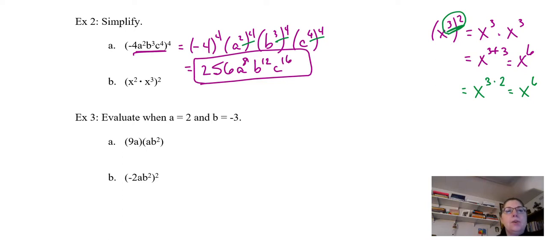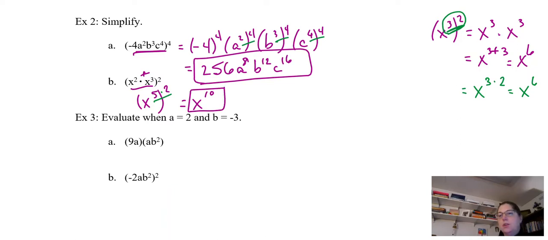In example 2, on the B there, it has a product on the inside and then a power on the outside. So we'll go ahead and put together the inside, because we always do insides first, right? Order of operations. So since I'm multiplying, I'm going to add exponents. So that ends up with 2 plus 3 is 5. Now that is to a power, so I'm going to multiply those two exponents. 5 times 2 is 10.